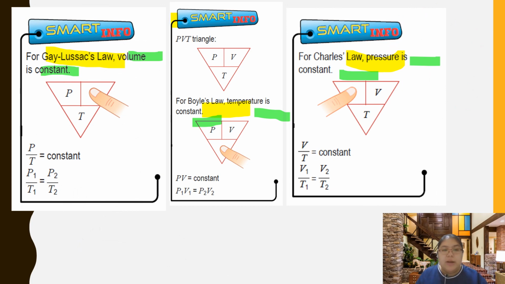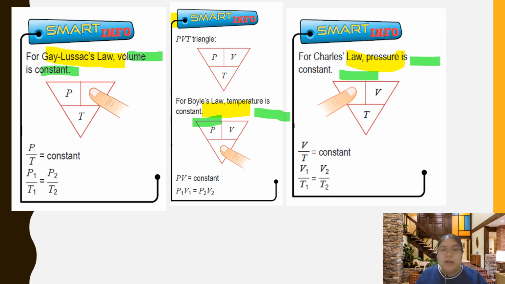Okay, so this one is a conclusion about what we learned about the gas law. First one, this one is the pressure law. Volume constant, so we close the volume. So you find the formula is P1 over T1 equals P2 over T2.